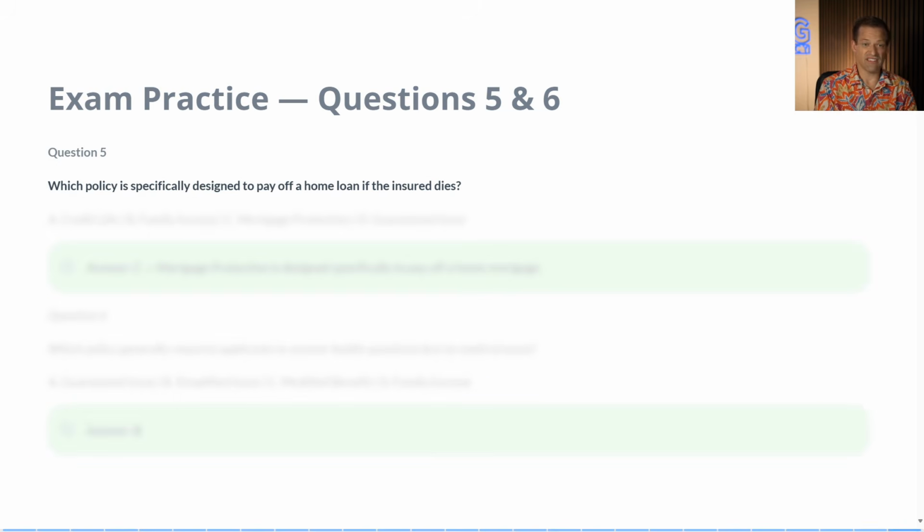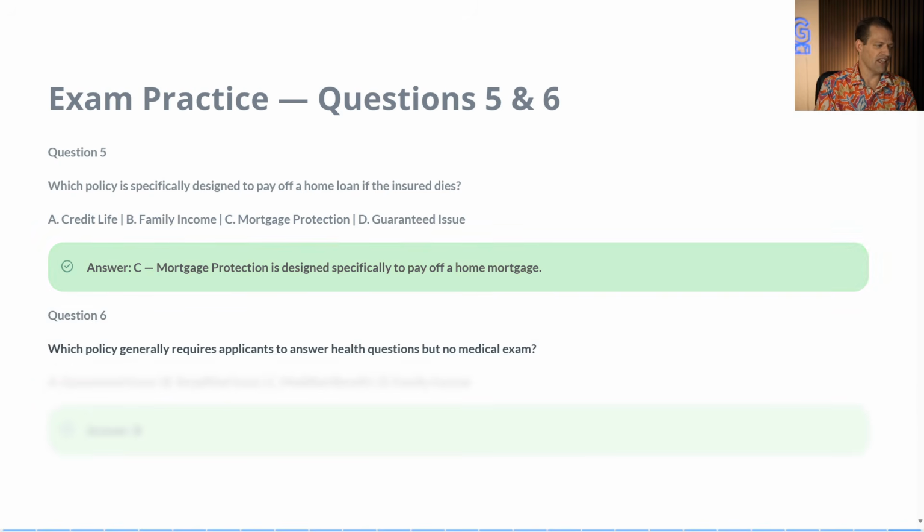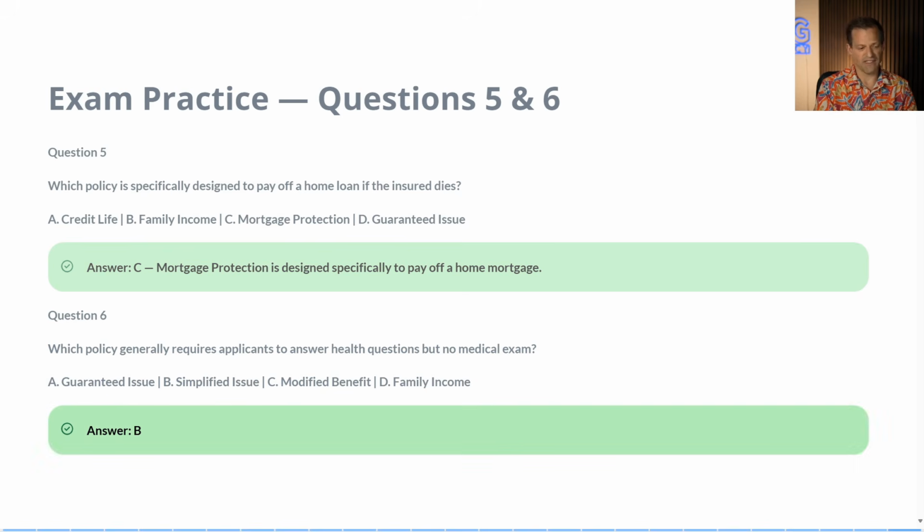Last couple of questions here to test on. Which policy is specifically designed to pay off a home loan if the insured dies? Is that a credit life, family income, mortgage protection, or guaranteed? Remember, home and a mortgage. So the answer is C. And question 6, which policy generally requires applicants to answer health questions but no medical exam? Is that guaranteed issue, simplified issue, modified, or family income? Typically, it's B, a simplified issue plan.